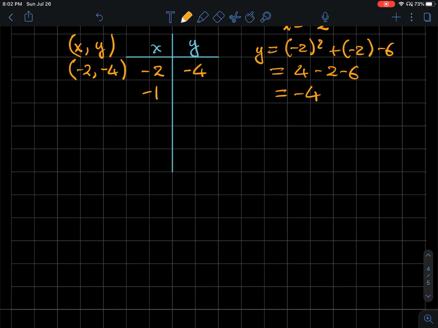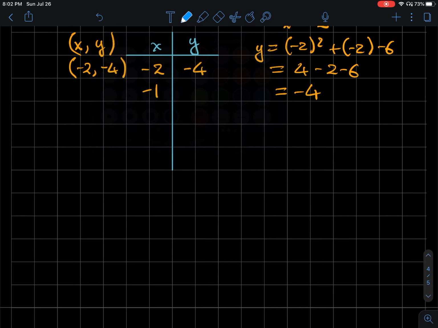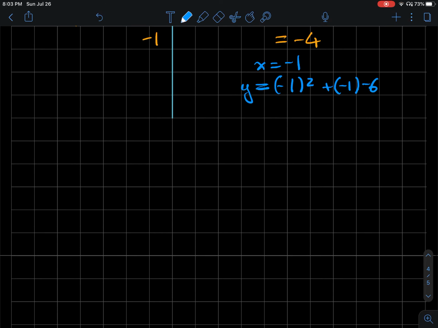Let's take x equals -1. When you put in x equals -1, you can use the same process again, and you'll get y equals (-1) squared plus (-1) minus 6.